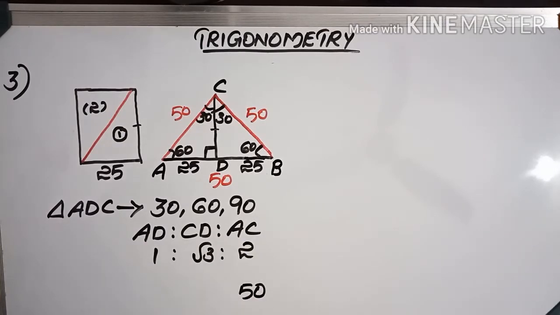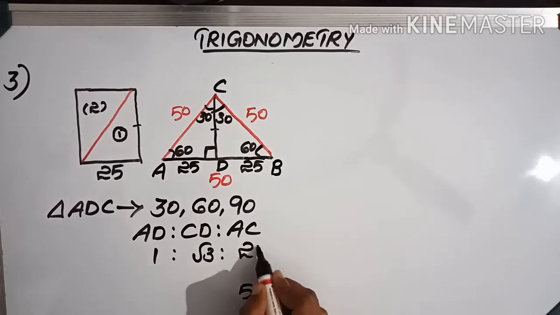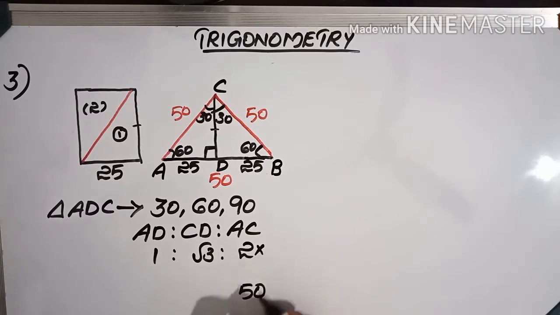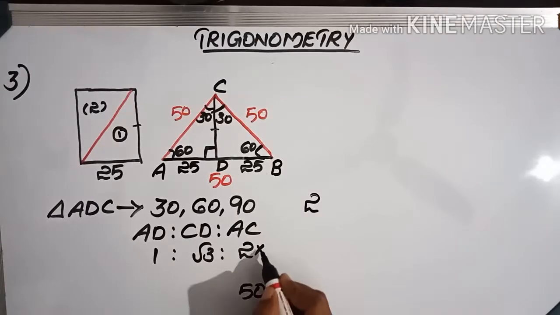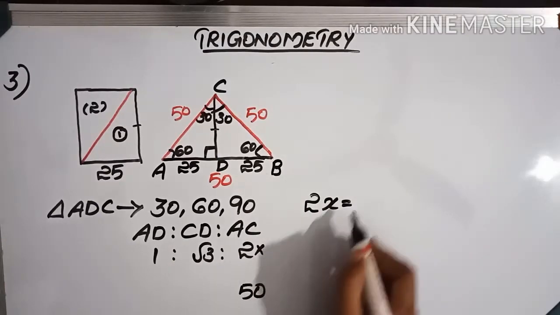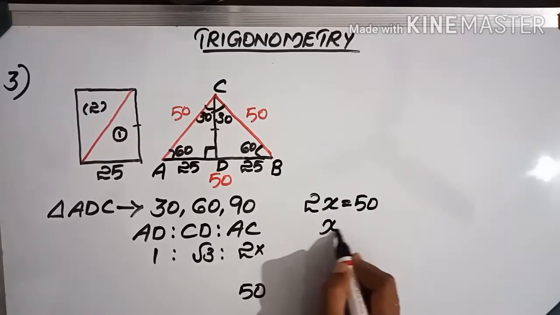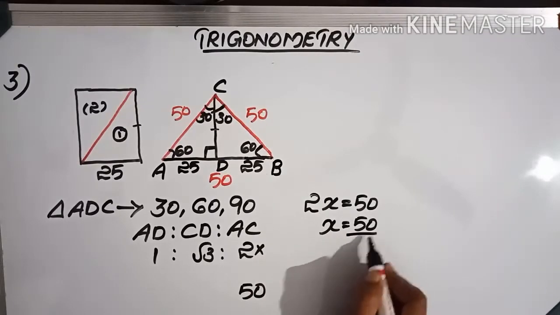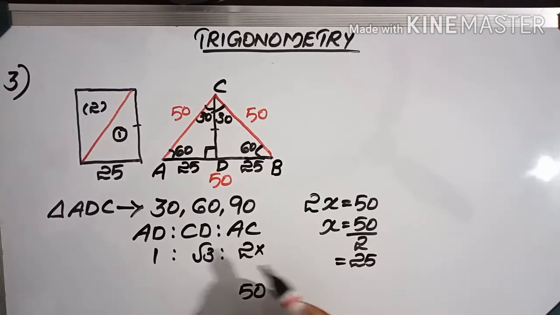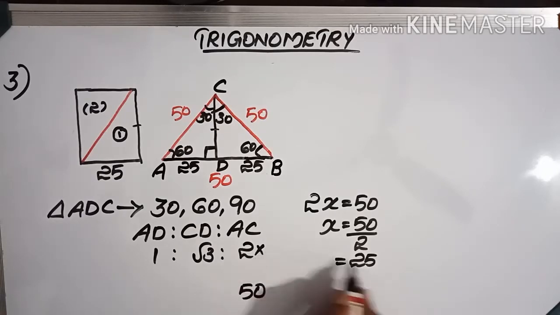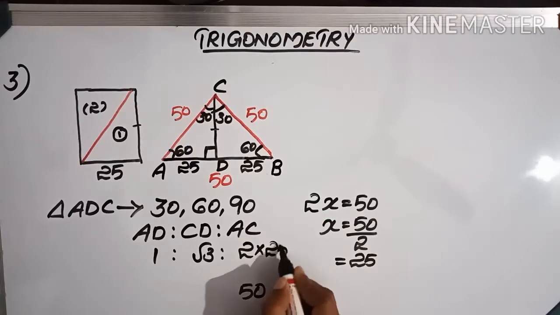Now we have to find the multiplication factor. 2 into what is 50? Directly we can say it is 25. 2 into 25 is 50. If you have any doubt, you can write like this: 2x equal to 50, so x equal to 50 by 2, that is equal to 25. Otherwise, if you know directly, you can write. So 2 into 25 is 50, so the multiplication factor here is 25.